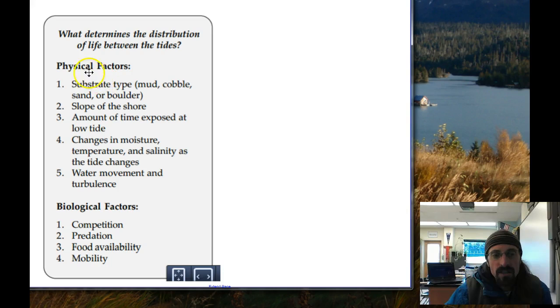So these physical factors, continued, abiotic. The substrate: is it mud on the bottom? Is it cobbles, sand, boulders? Of course, the slope, the steepness of the shore, the amount of time that an animal or a plant is exposed when they're not in the water. These changes in moisture are huge. And of course, the turbulence, how turbulent things are, getting shaken up and mixed around. It's really just awesome. Those are called abiotic factors.